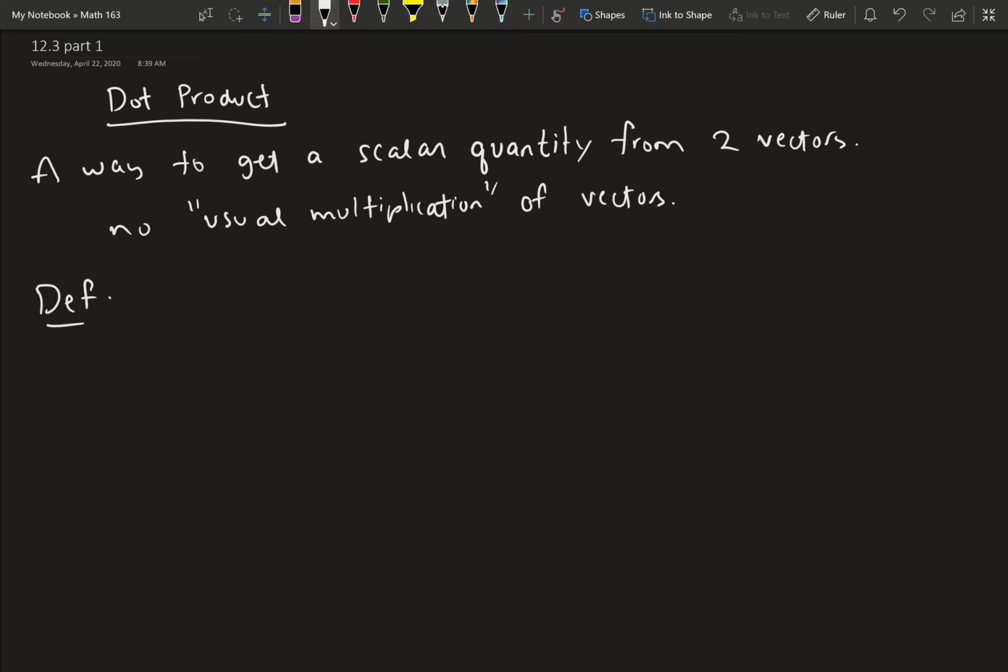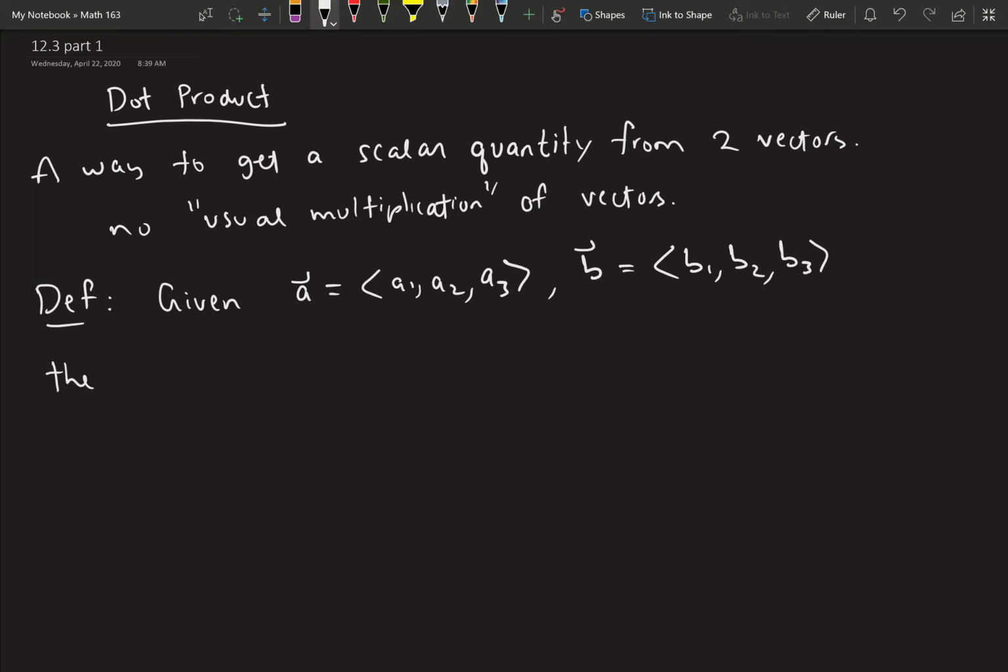So let's go ahead and define the dot product. Given a vector A, which is A1, A2, A3, and a vector B, which is B1, B2, B3, their dot product is given by, so we'll denote it by A and then dot B.